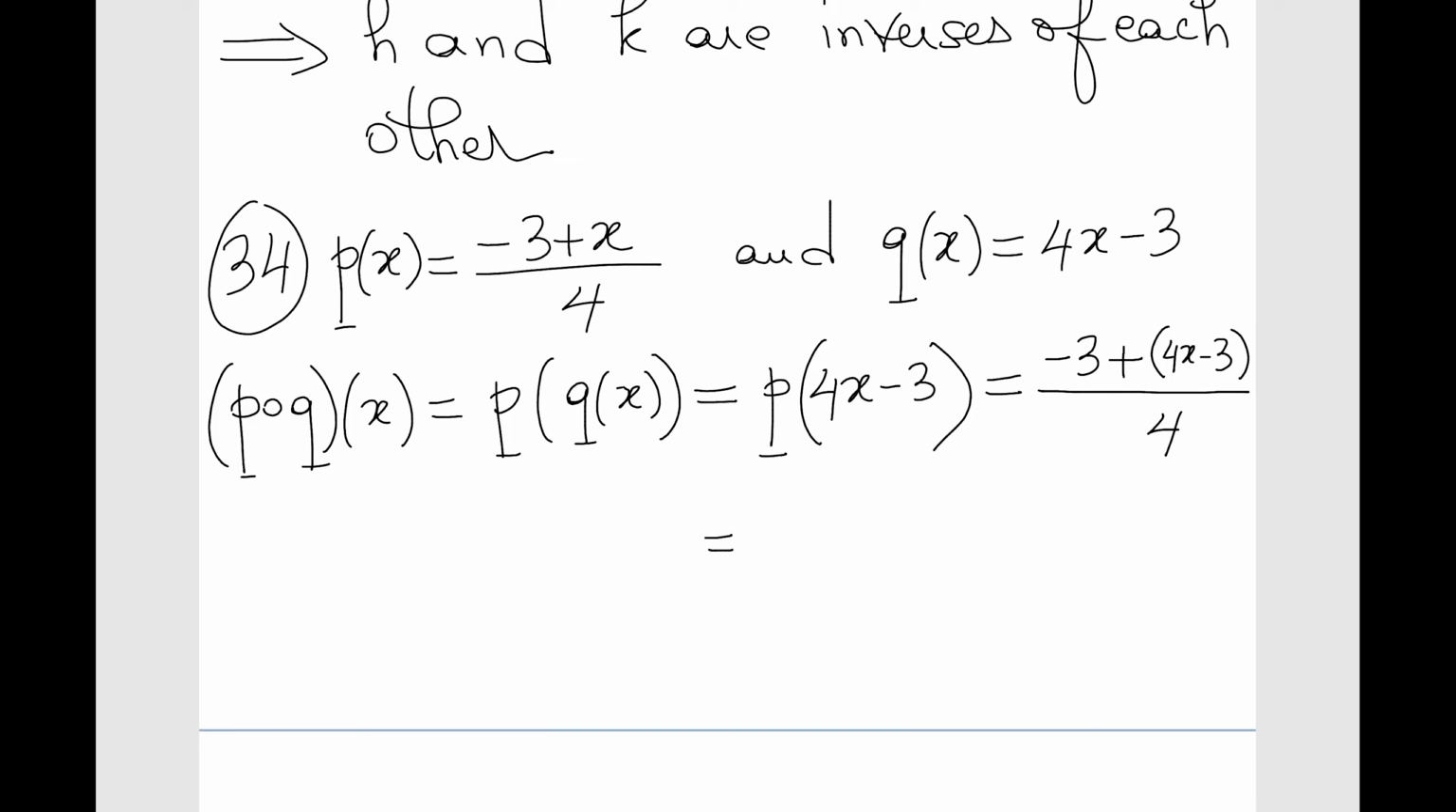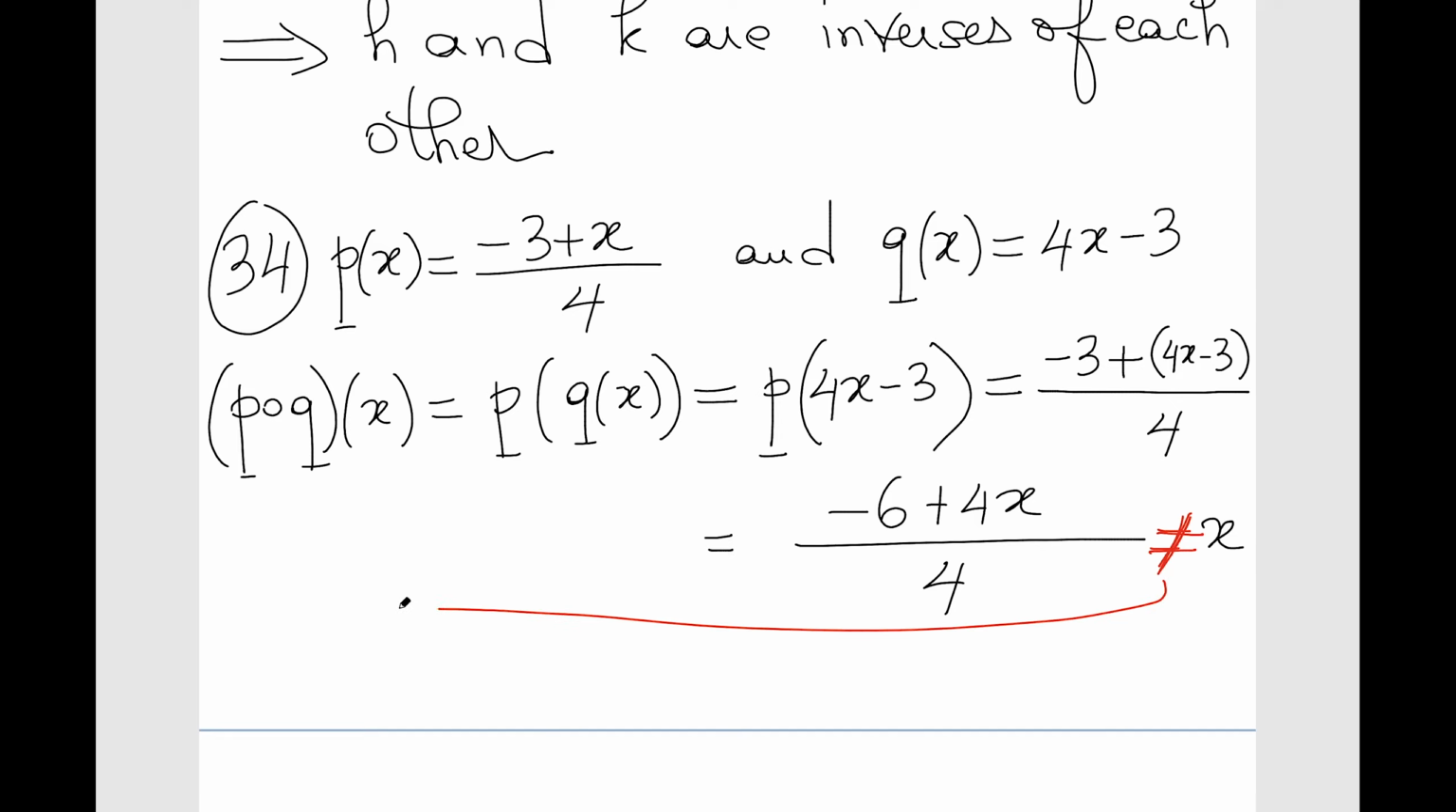And this is the quotient: minus 3 minus 3, this is minus 6, plus 4x over 4. And as you may observe, if you try to compare this with x, is this the same as x? This is the question. It's not hard to see. They're not the same. But we have to clarify why.